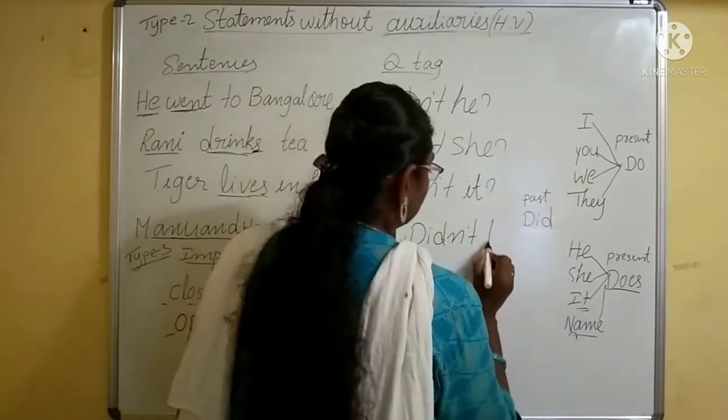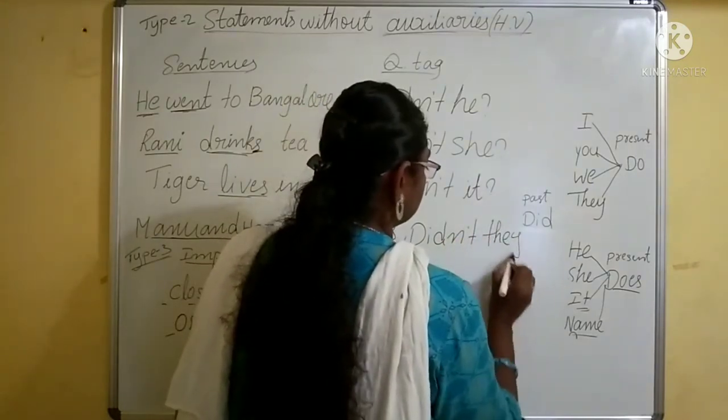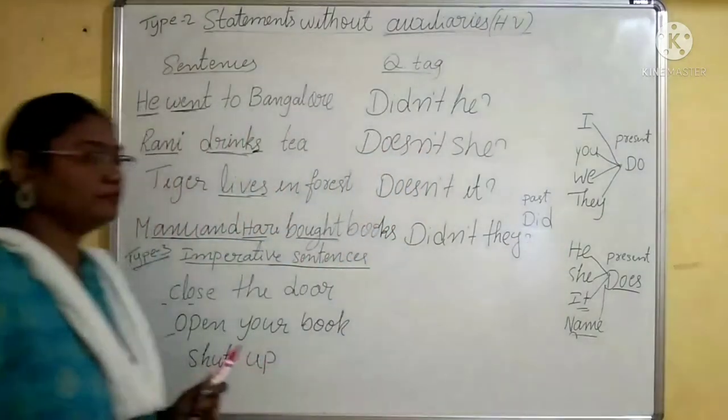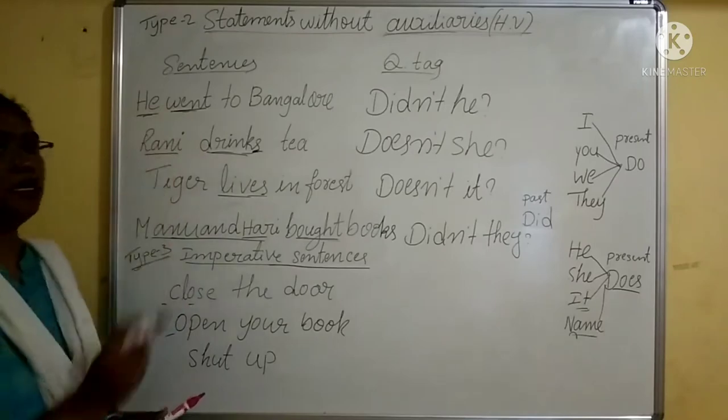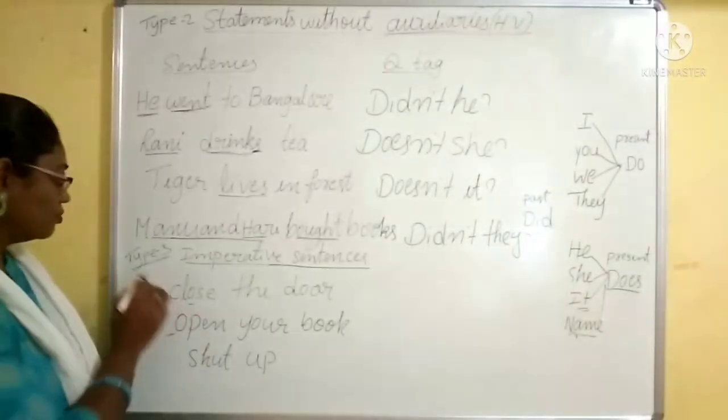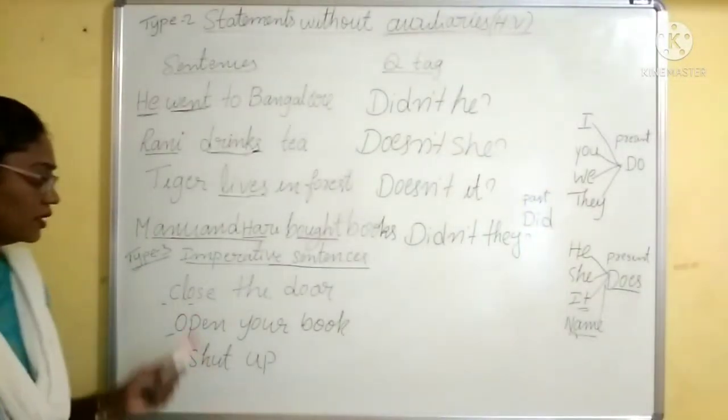Didn't they? Okay. See, we have completed type 2. Now, let's move on to type 3.